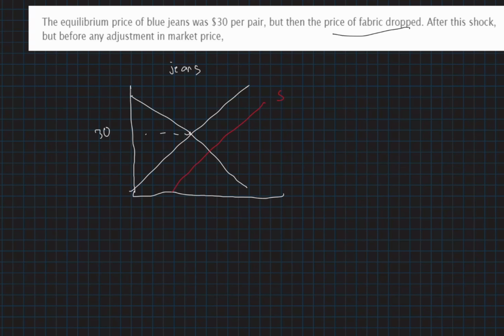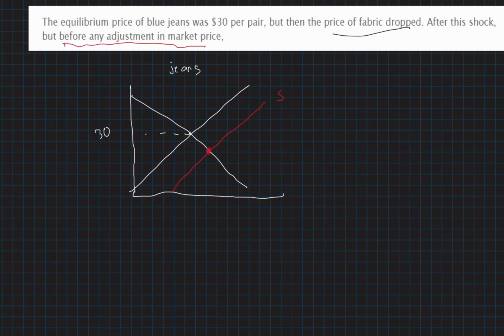Okay, after this shock, but before any adjustment in market price. This is extremely important. It's before an adjustment in market price. Okay, so the natural tendency is we just want to go straight to the new equilibrium. We need to avoid doing that when figuring out shortages versus surplus.